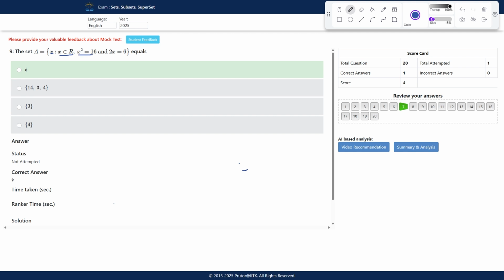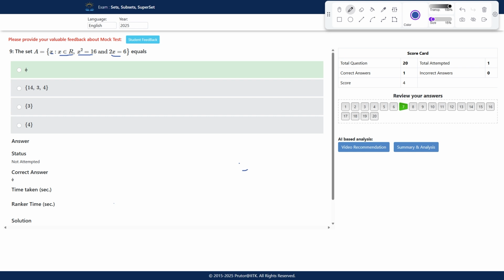X square, so you have to collect all real numbers following these two equations, meaning x square is 16 and 2x is 6. So answers, comment your answers. Are we getting an empty set, or a set with 3 elements, 4, 3, 4, or singleton sets 3 or 4? Simple question.